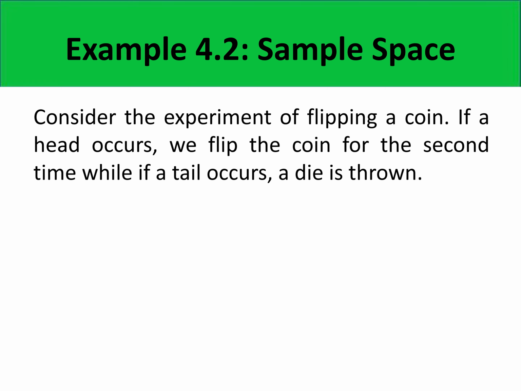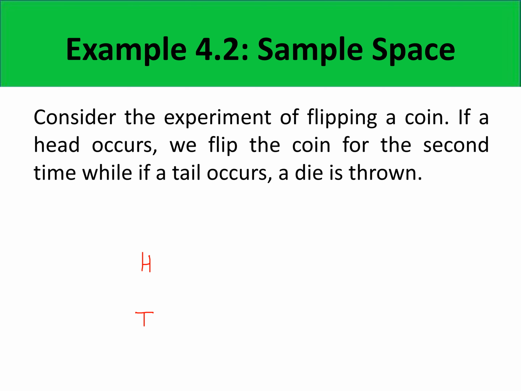Let us have another example. Consider the experiment of flipping a coin. If a head occurs, we flip the coin for the second time, while if a tail occurs, a die is thrown. This experiment consists of two parts. The first part is to flip a coin, which would result in a head or a tail. The second part would depend on the outcomes of the first part of the experiment.